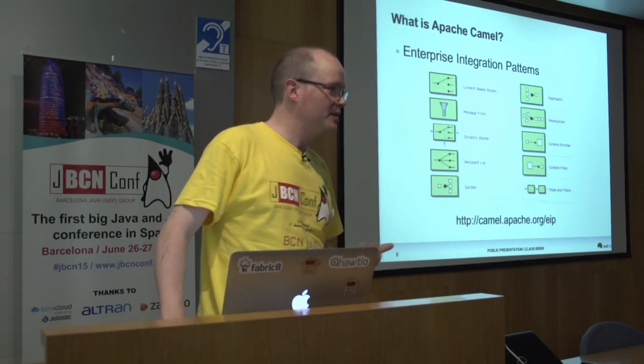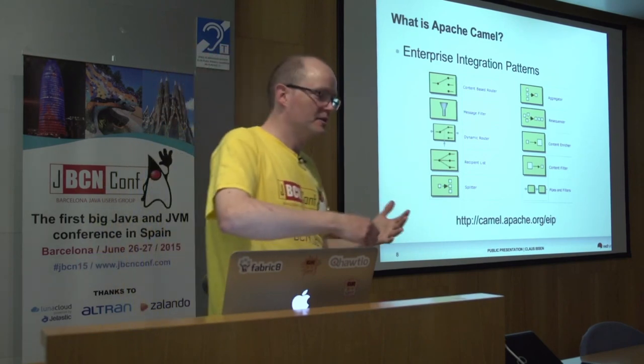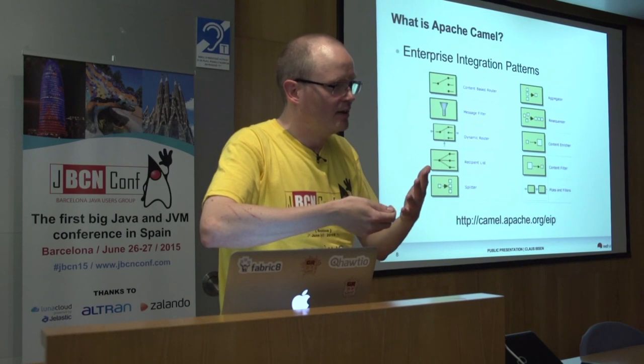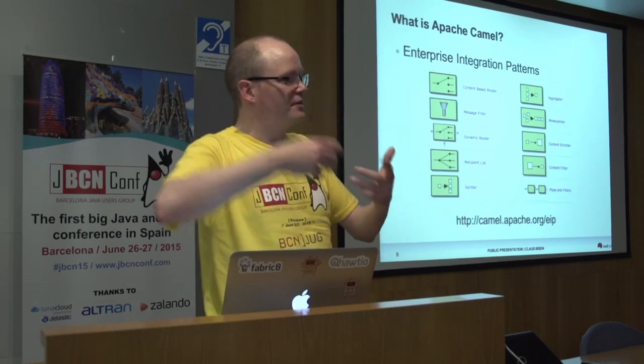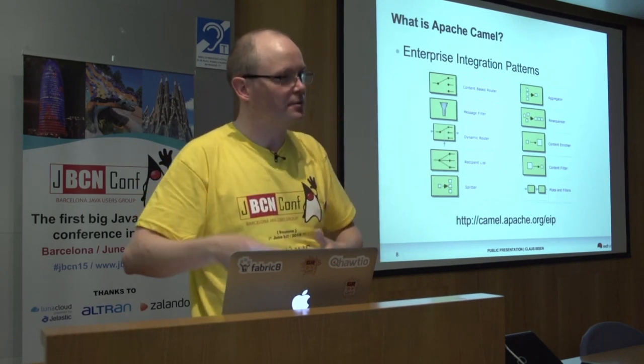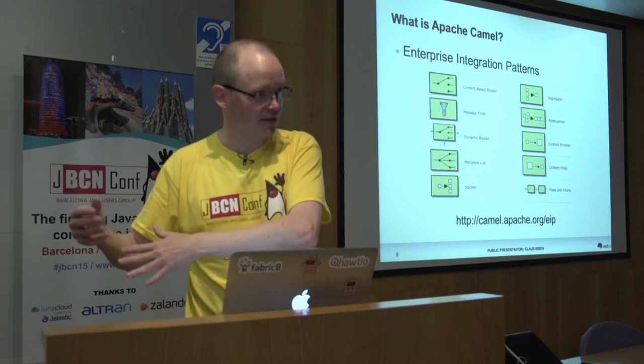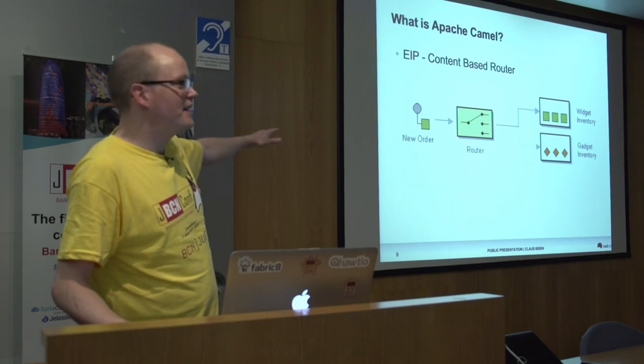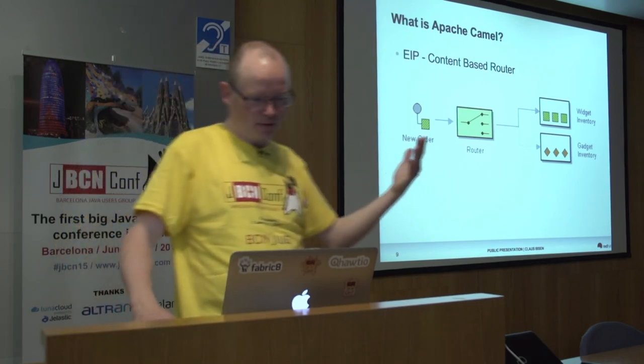So the idea with the enterprise integration patterns is that you can use them in your architectural designs, and then map those patterns into code that Camel can run. Okay, let's see how this goes. To explain this, I'll use a little example.